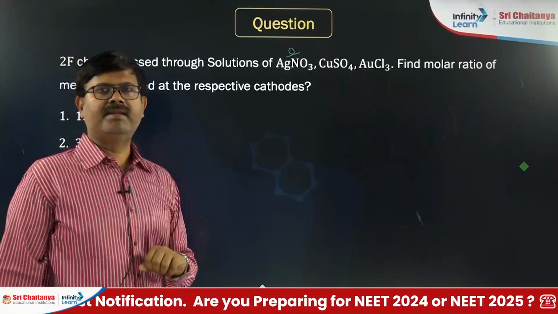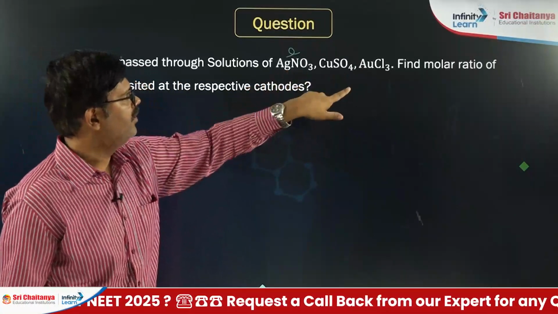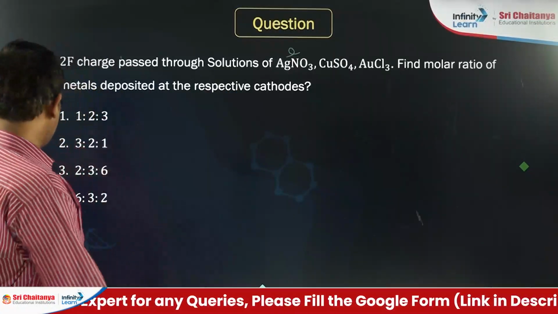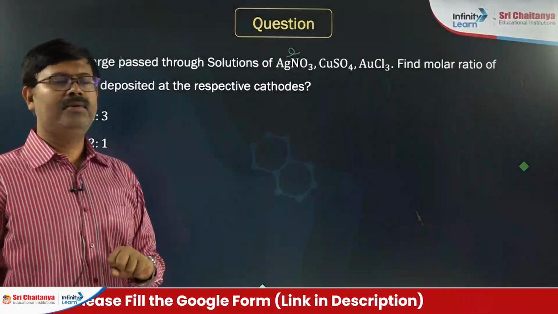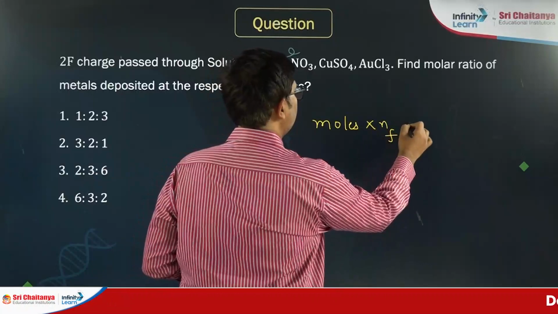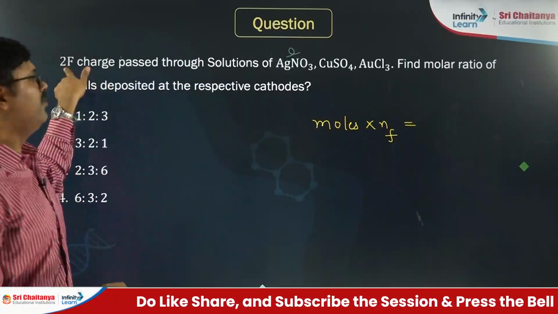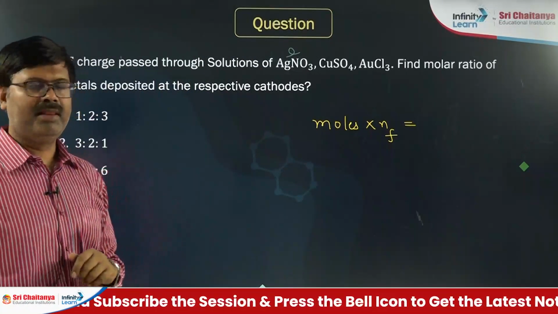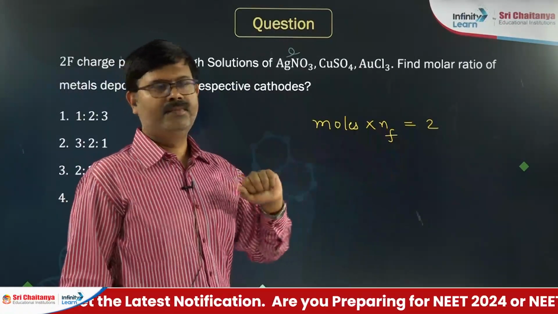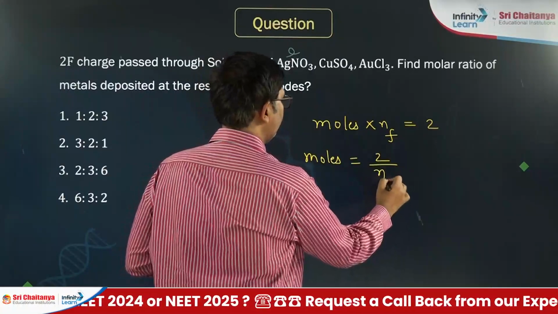Let's see the questions on Faraday's laws. 2 Faraday charge passes through solutions of 3 salts. Find the molar ratio of metals deposited at the respective electrodes. So they are asking for the molar ratio. Now we know that moles into N factor is equal to the number of Faradays of charge. Here you see 2 Faradays of charge is passed in all the cases. So in all the three cases, moles into N factor is 2. Then moles of substance will be 2 by N factor.